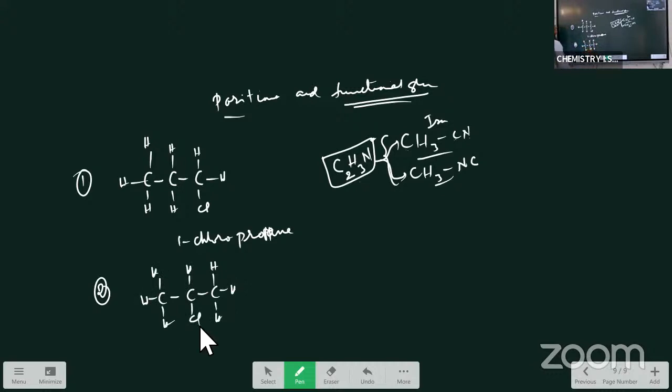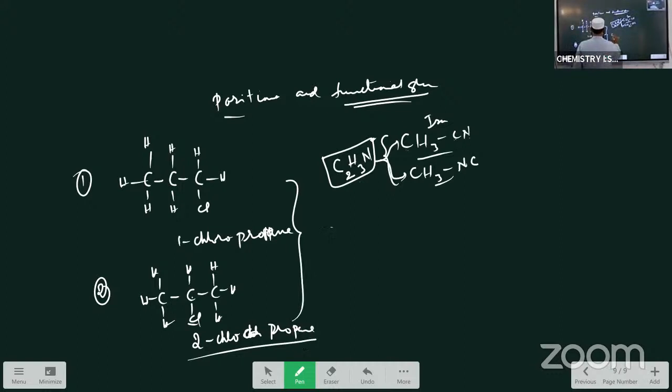What is the name of this compound? On the second carbon chlorine is there, so it is called 2-chloropropane. This is the name of this compound. These two are different compounds but with the same molecular formula.